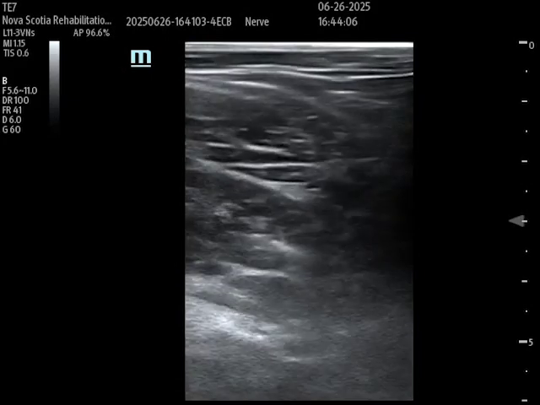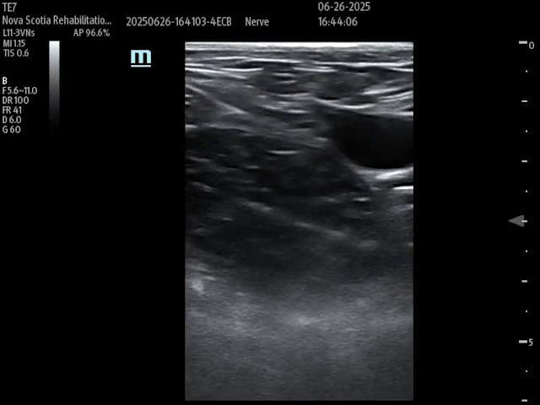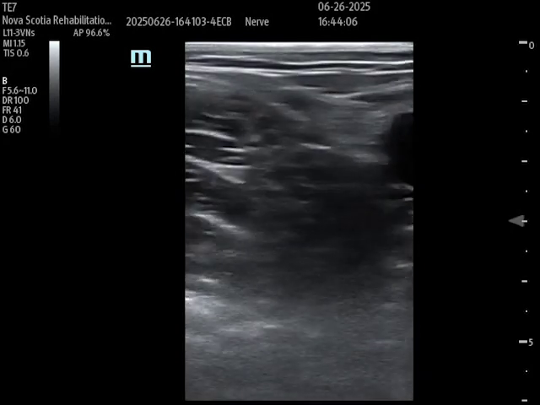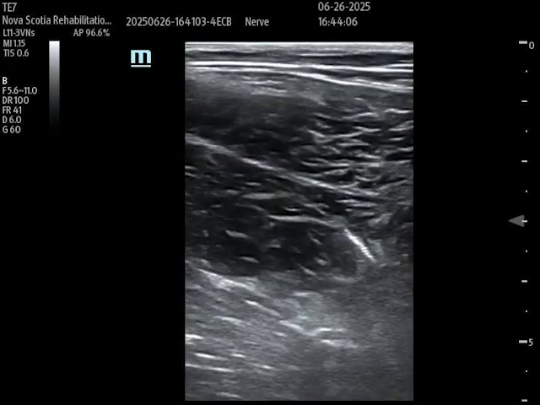So here we go. I'm moving the probe, and we're going to pause right there. So there's my pectineus muscle. Again, I've gone medial to the blood vessels. Now I'm going to go even more medial. And when I do that, the next set of muscles I'm going to visualize are the adductors. So here we go. I'm moving that probe, again, medially. And we're going to pause right here.